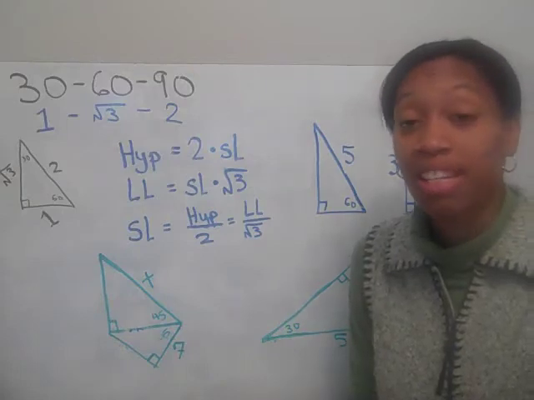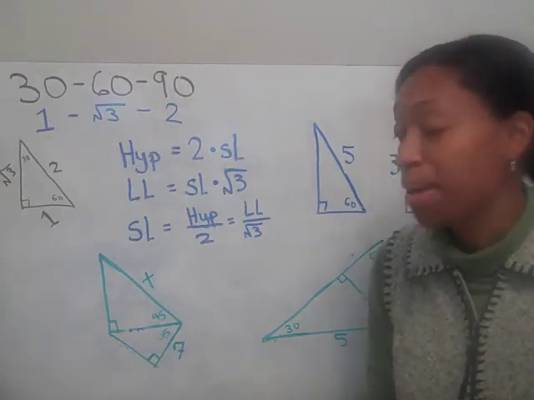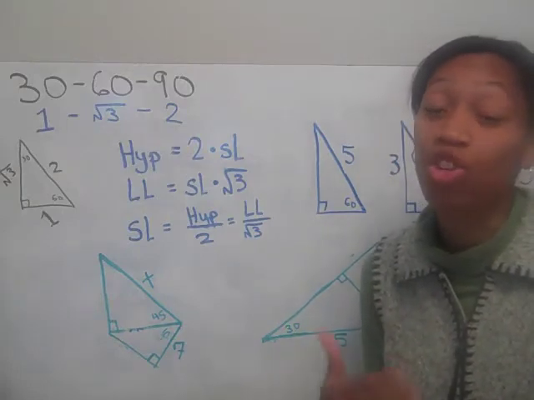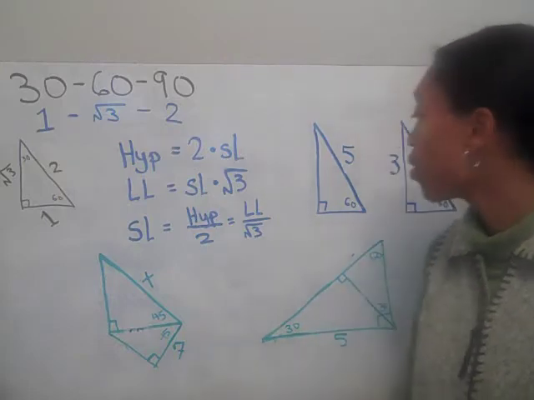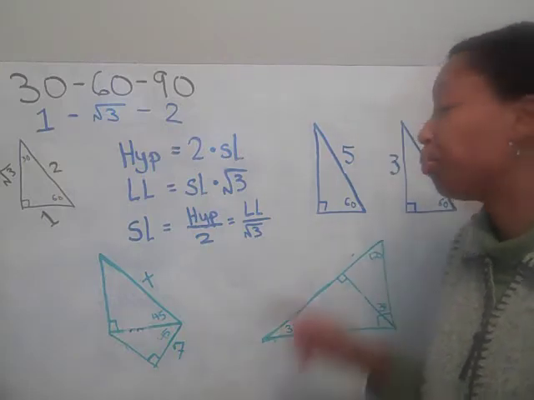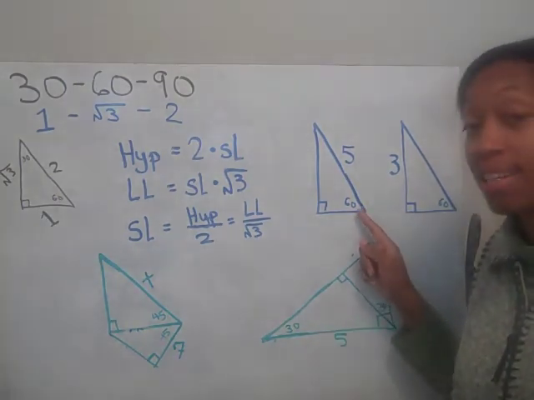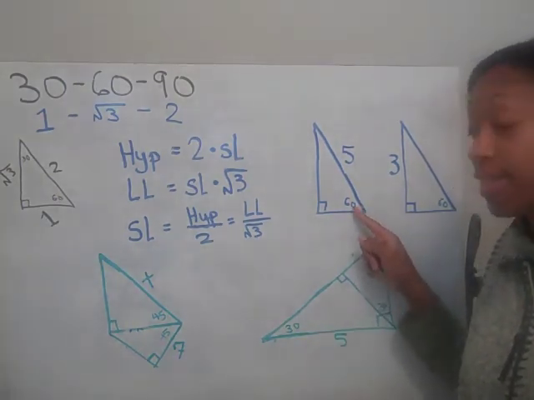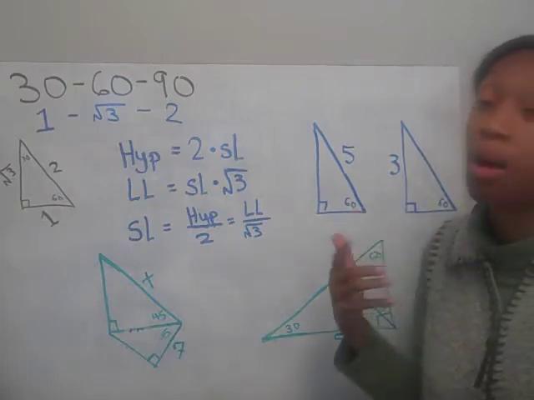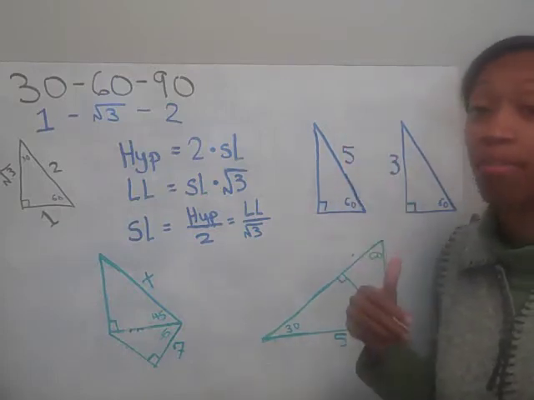When we have 30-60-90 triangles, sometimes it's easier to start by finding the short leg first. Alright, let's look at an example. Here in this triangle, I can see that it's a 30-60-90 triangle because it has a 60 inside here, and we have the hypotenuse is 5.